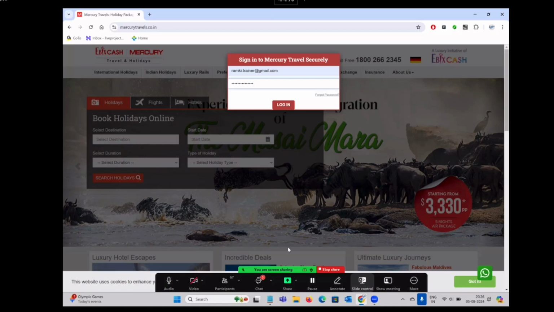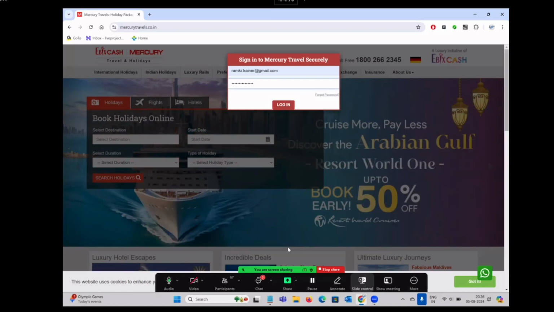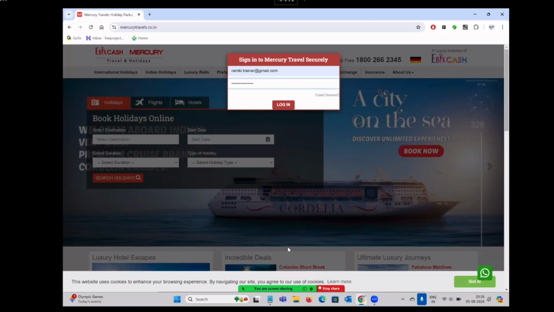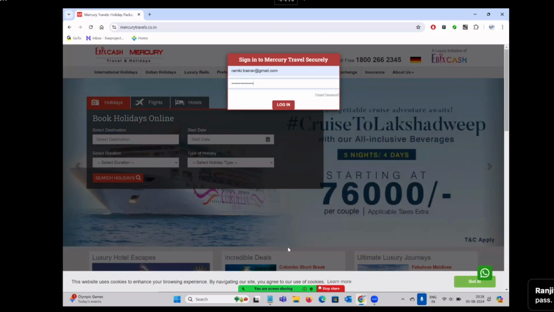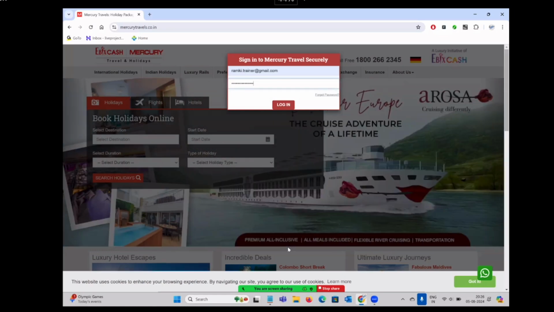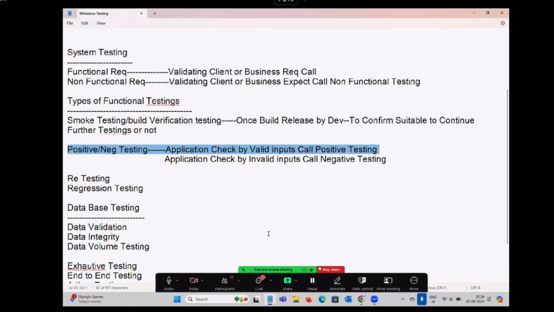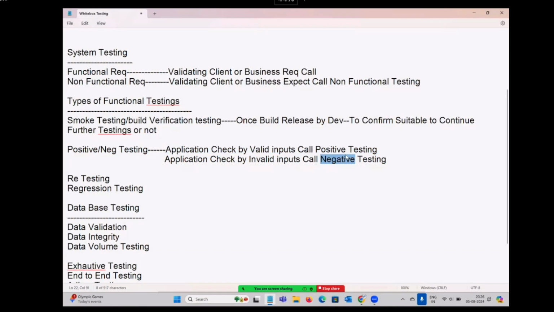Valid email ID and valid password, click on login, which is called positive. I'll enter invalid email and invalid password, which is called negative. So my question is, with valid inputs, if application is working, why are we going to negative testing? Because testing engineer's main job is finding defects. What is our job? Finding defects.